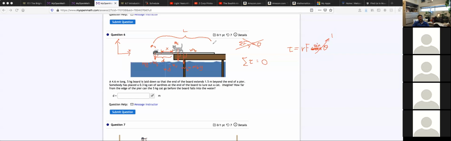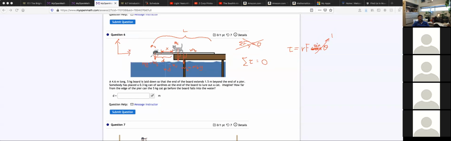Well, it depends on where we consider our 0 point. Where are we going to say 0 is located? Well, we can say 0 is located at this end of the board, or at the middle of the board, or at the edge of the pier. Any of those would work. We could also say from the end of the board.